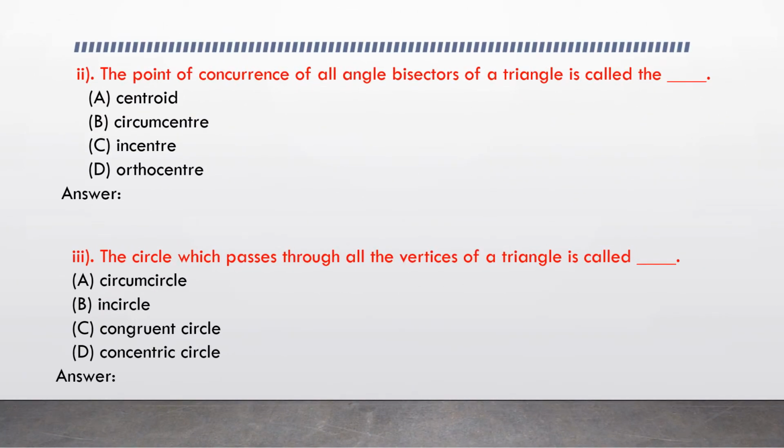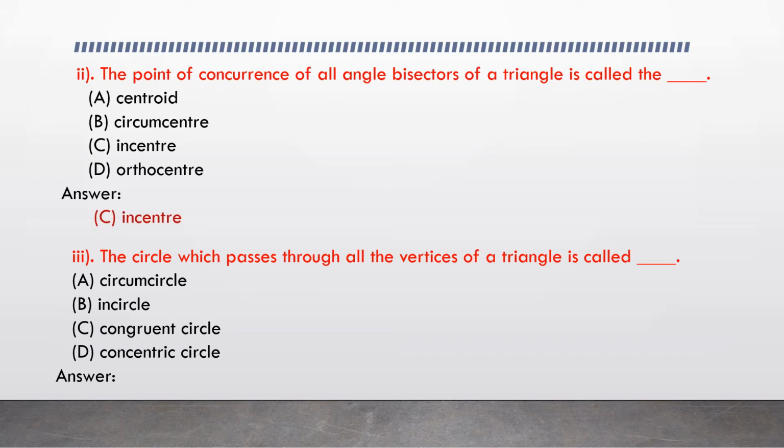Second question, the point of concurrence of all angle bisectors of a triangle is called the dash. Options are A is centroid, B is circumcenter, C is incenter and D is orthocenter. The answer is option C, incenter.